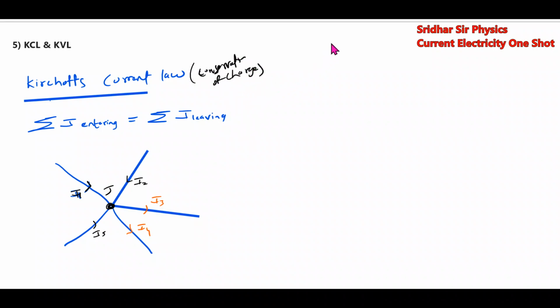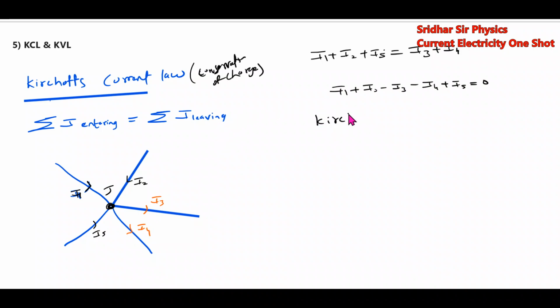Then according to this, I1, I2 and I5 are entering. That should be equal to I3 plus I4. Or this is I1 plus I2 minus I3 minus I4 plus I5 equal to 0. Charge should be conserved. The algebraic sum of currents entering a junction should be equal to the algebraic sum of currents leaving a junction.